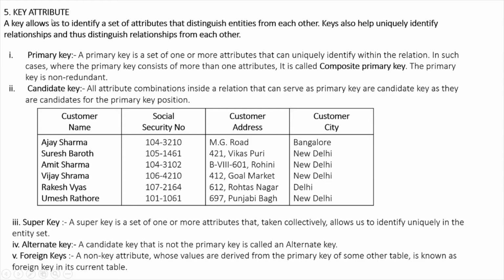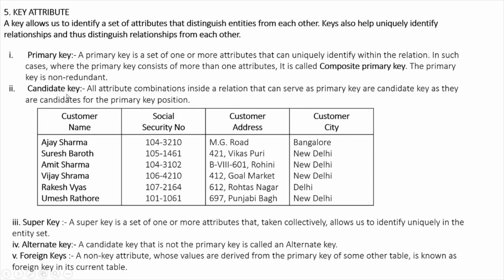Key attribute. A key allows us to identify a set of attributes that distinguish entities from each other. Keys also help uniquely identify relationships and thus distinguish relationships from each other. Primary key. A primary key is a set of one or more attributes that can uniquely identify a tuple within the relation. In cases where the primary key consists of more than one attribute, it is called a composite primary key. The primary key is non-redundant.